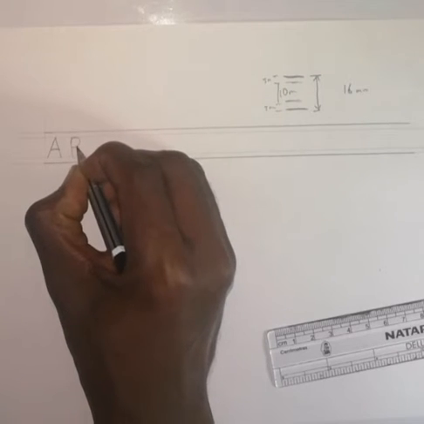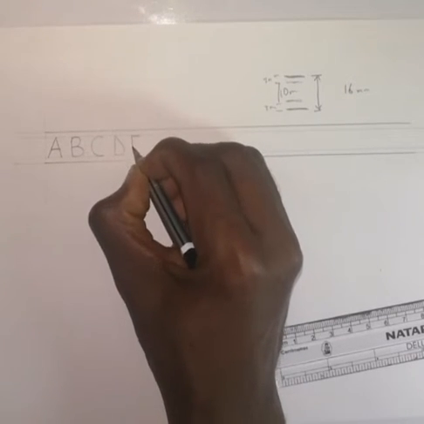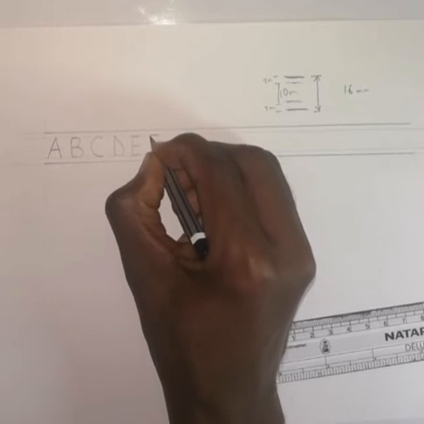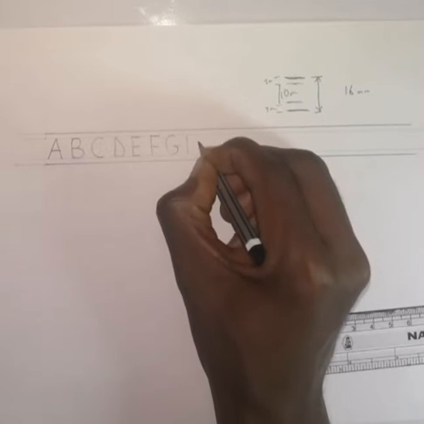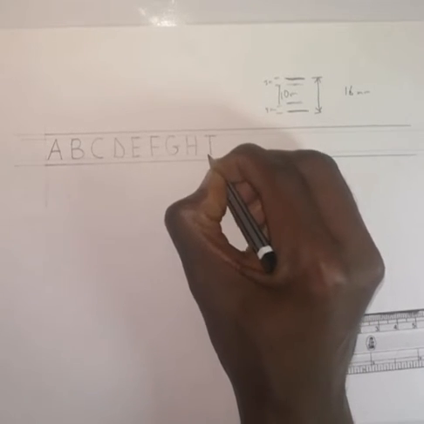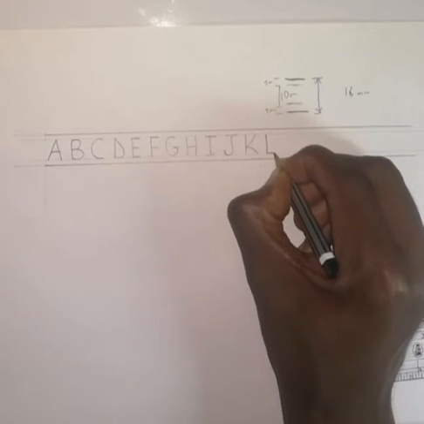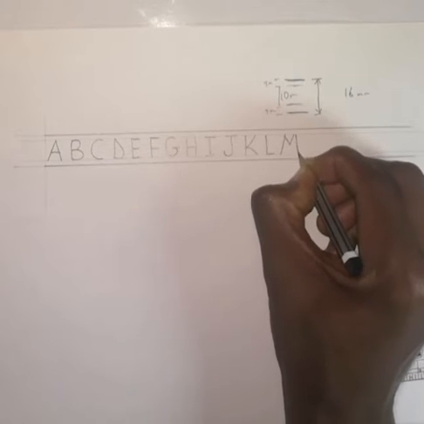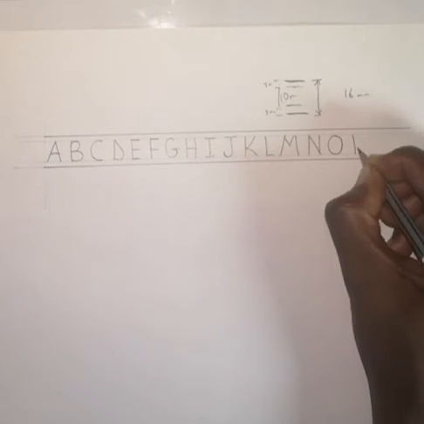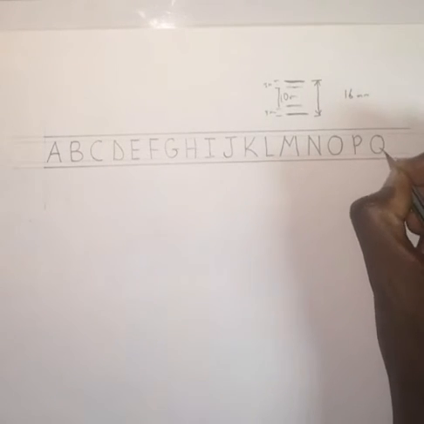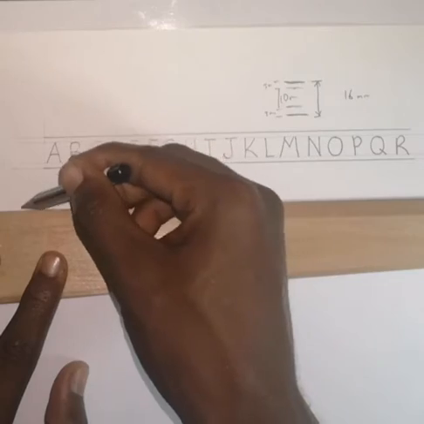Then this is B, this will be C, this will be D, this will be E, this would be F, this would be G, this would be H, this would be I. Now that I have ended here, I would actually go below and continue.